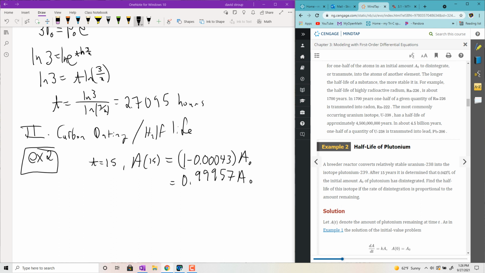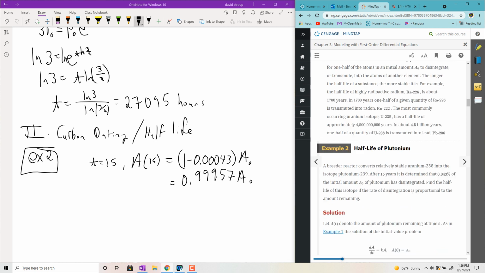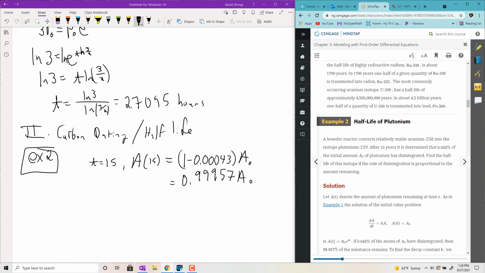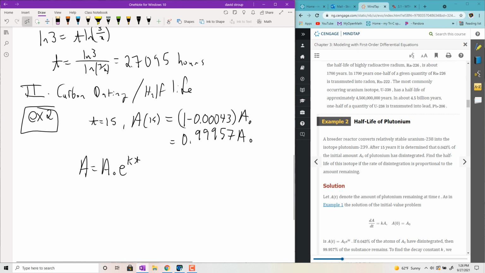Okay. So again, our formula is, long story short, we don't need to go through and solve the differential equation. It's just going to be A equals A sub 0 e to the kt. Okay. I think we use that initial condition to solve for the k value.